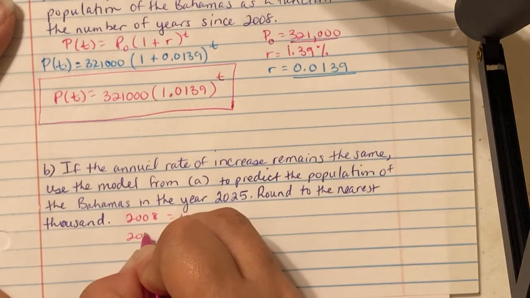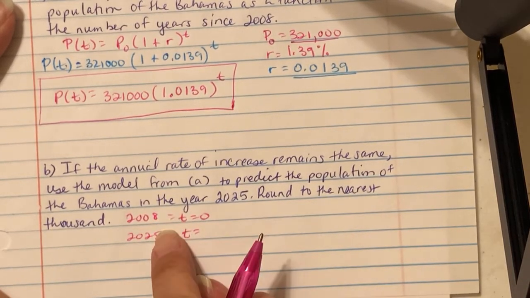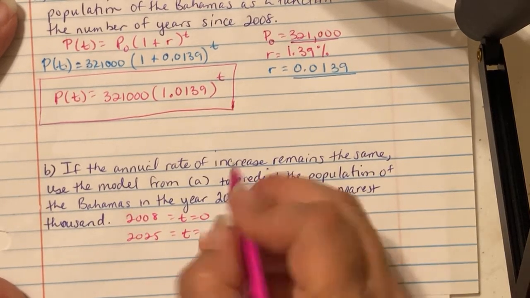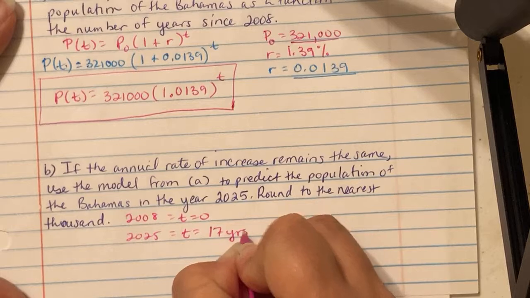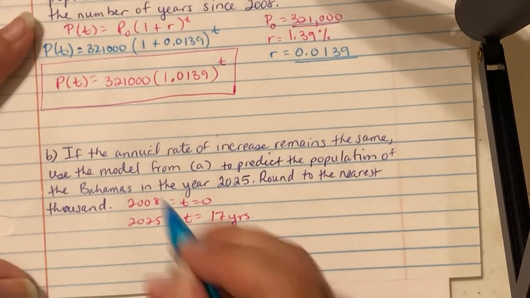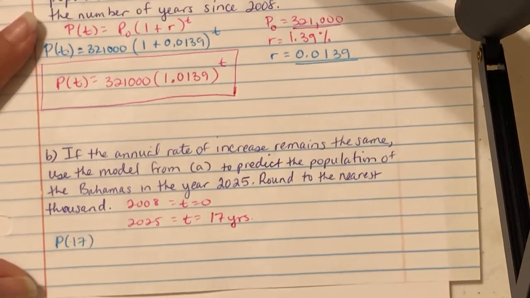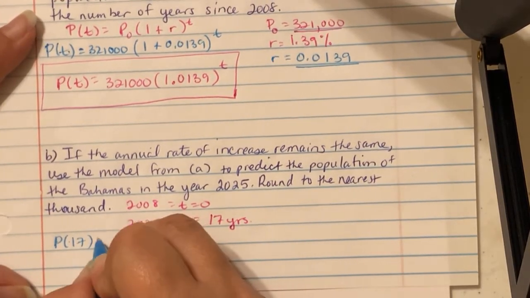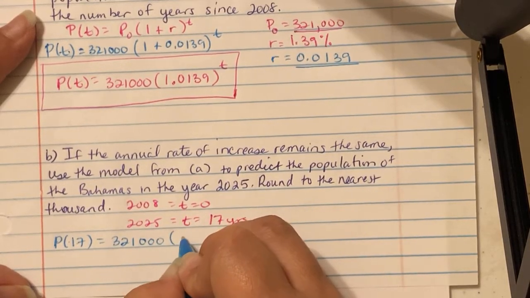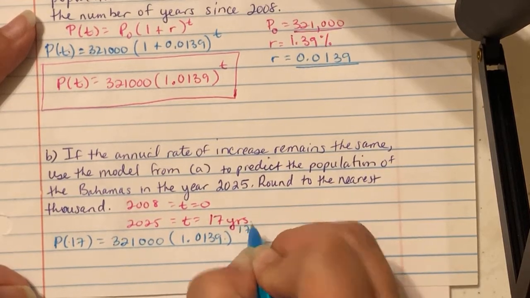We need to get to the year 2025. So that is going to be how many years after 2008? Well, if I add 17, I get to 25. So that is 17 years. So then we are going to write our equation. P of, instead of a t, I'm going to write 17 because it's going to be 17 years after the fact. So 321,000 times 1.0139 to the 17th power.